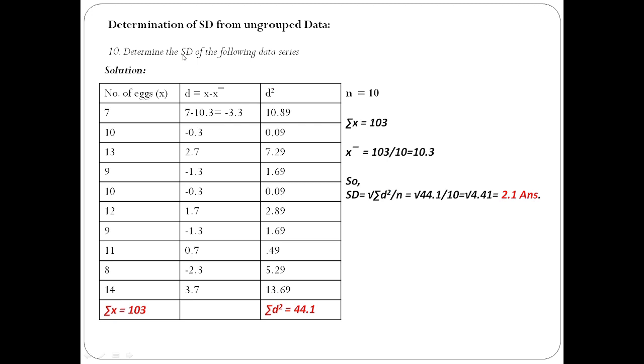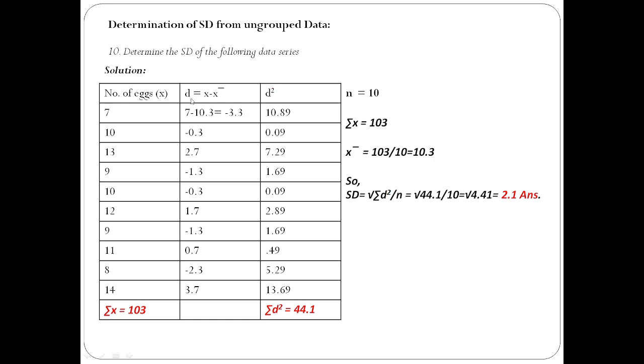So here is the calculation of the standard deviation from ungrouped data. Here the data is given. In ungrouped data, only the data variables are there. It is not represented in the form of frequency. So the values are represented as x. It is 7, 10 and so on. We need to find the summation of x, that is 103. The total number of items is 1, 2, 3, 4, 5, 6, 7, 8, 9, 10, so it is 10. So x bar is equal to summation of x by 10, that is 10.3. So we obtain 10.3 as our x bar.